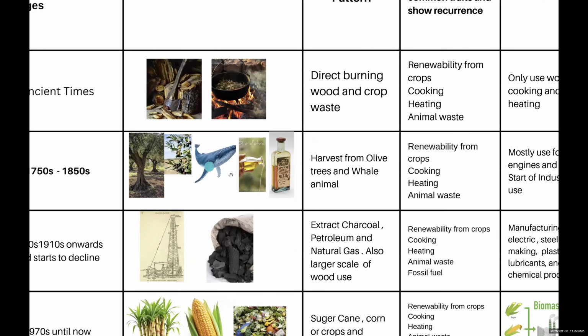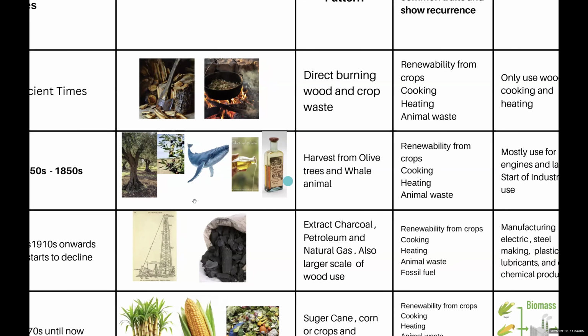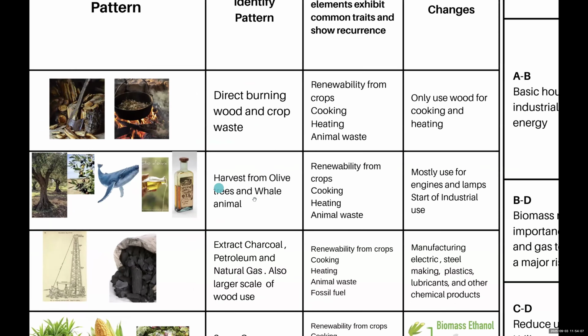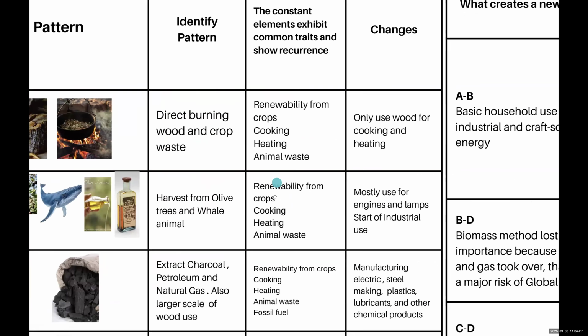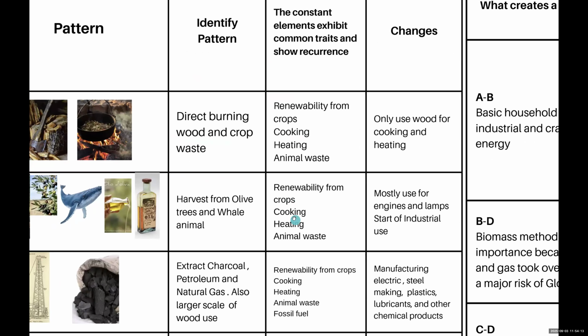So they use animal oils, refurbishing the sperm whale oil, taking their fat out and using it as a fertilizer or maybe for machinery. And for olive oil, it's the same thing. As an identity pattern, they use trees, olive trees, and wood animals, and they still haven't changed yet. At that time, it's still the same as before.